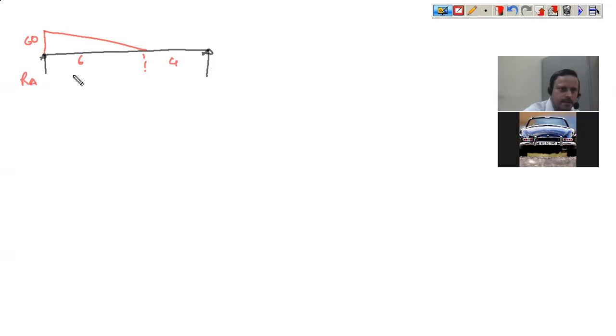Now, coming to different adjustments that you need to make in these problems. So, let us say this is again a simply supported beam and it has been loaded like this. This is 60, this is 6, and this is 4. Let this be RA, this be RB. Now, you want to solve this problem.